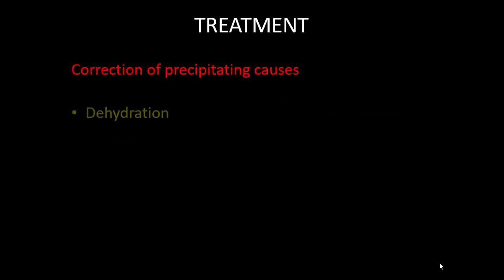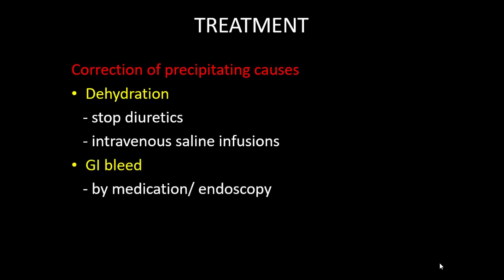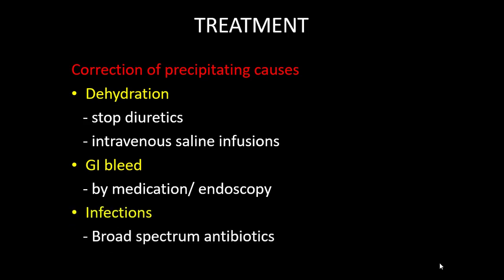Now, how to treat hepatic encephalopathy? You have to correct the precipitating cause, correct the dehydration of the patient, stop diuretics. Most often these patients are on diuretics in the OPD therapy. Give intravenous fluids. Bleed is one of the most common causes. You correct the bleed by coagulopathy correction or do an endoscopy if there is a variceal bleed or others. Correction of infection is another one of the important points.